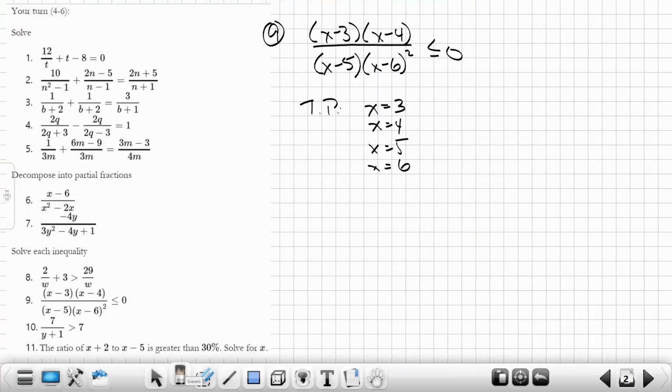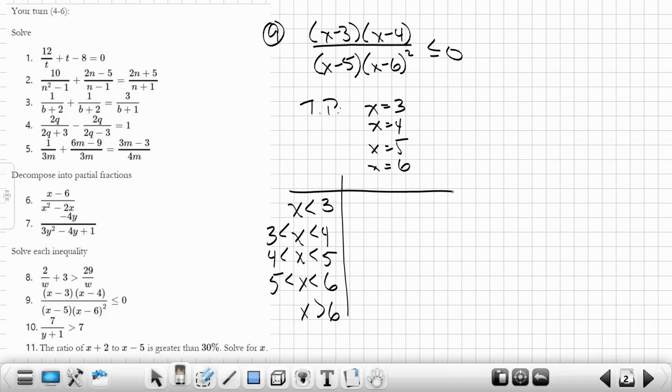Continuing on, my test points are 3, 4, 5, 6. So I'm going to choose things less than 3, between 3 and 4, between 4 and 5, between 5 and 6, and greater than 6. So x is less than 3. X is between 3 and 4. X is between 4 and 5. X is between 5 and 6, and x is greater than 6.